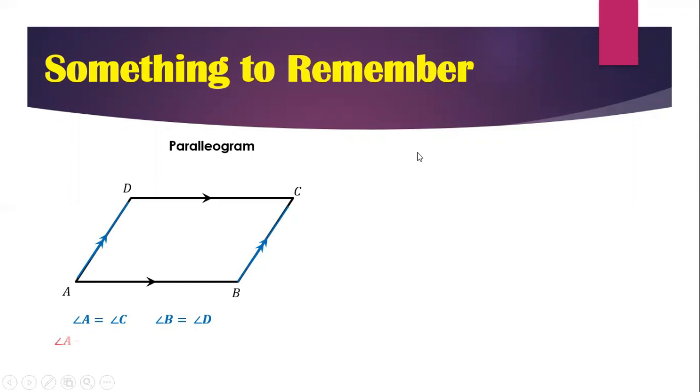Next, angle A plus angle B plus angle C plus angle D equal 360 degrees. The total number of all angles in one parallelogram equal 360 degrees. Very easy, right?